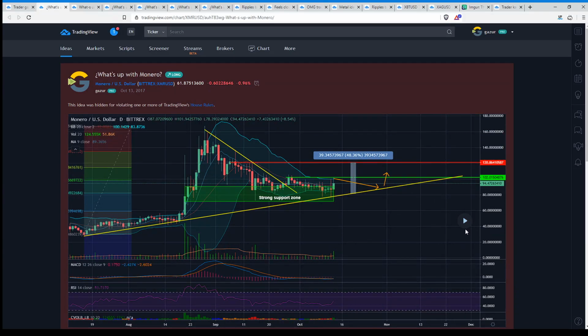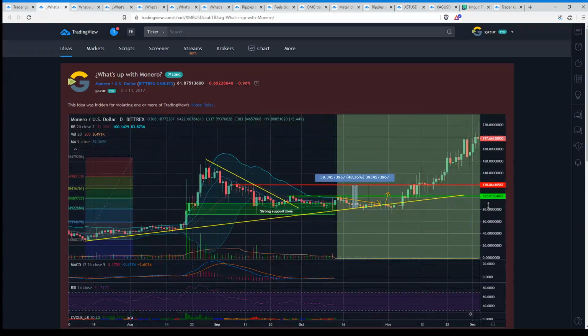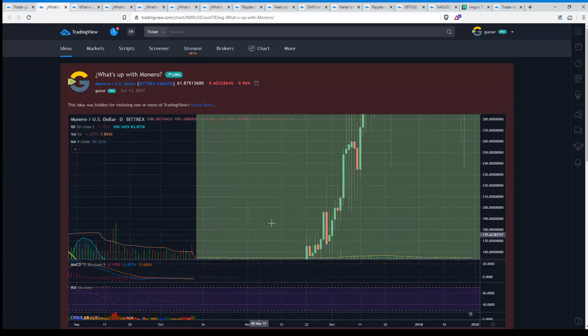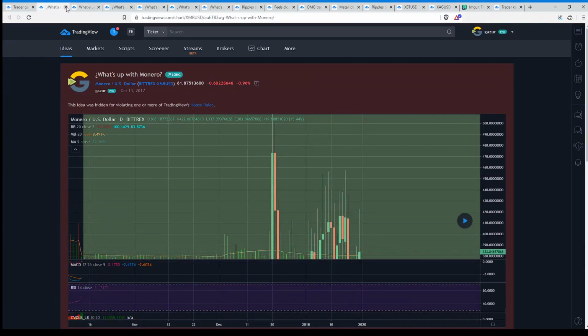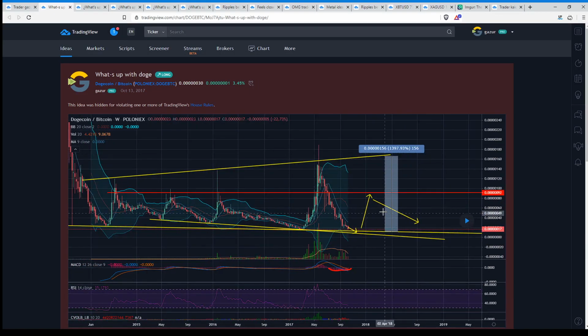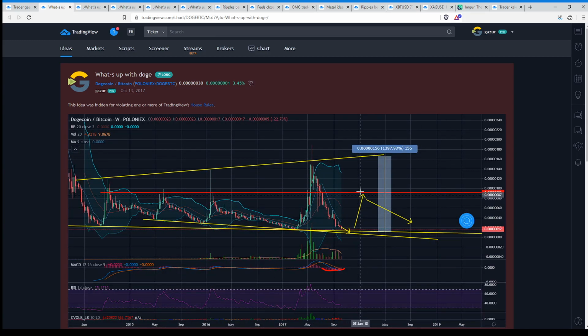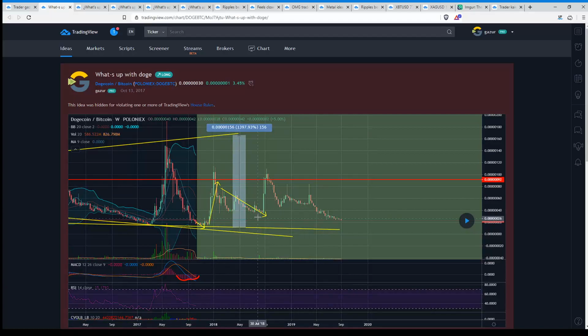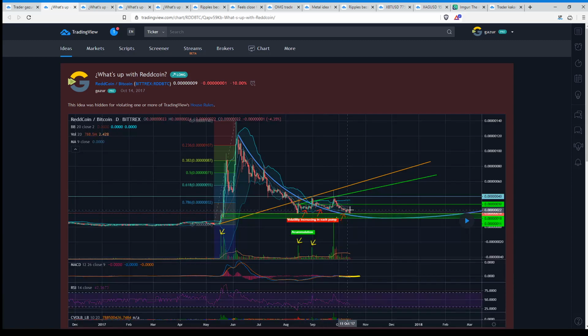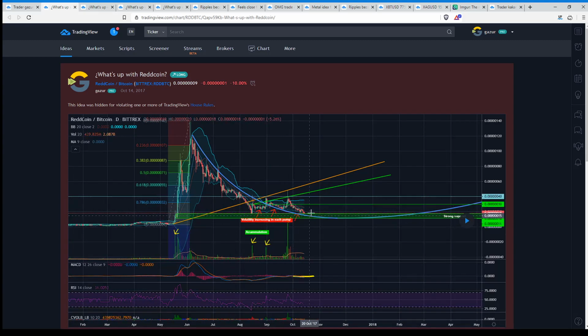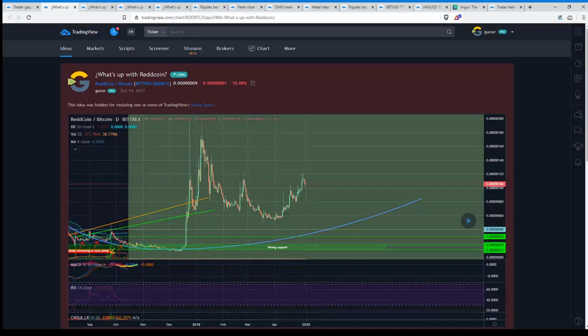What's up with Monero? I don't remember this one. Let's check. Yeah, I played it exactly as predicted. No targets though. Again, remember, this is 3 years ago. This is a better Dogecoin idea. This was another target. Yes, exactly to the dot. What's Redcoin, another one. I was calling it 9 satoshis when everyone was saying this was dead. And here we go.